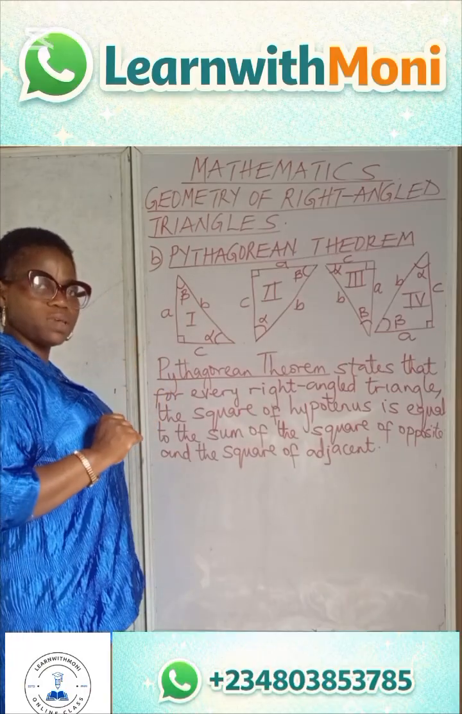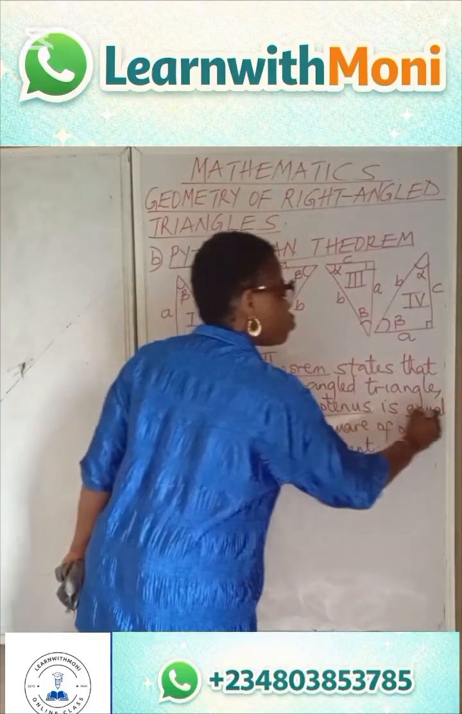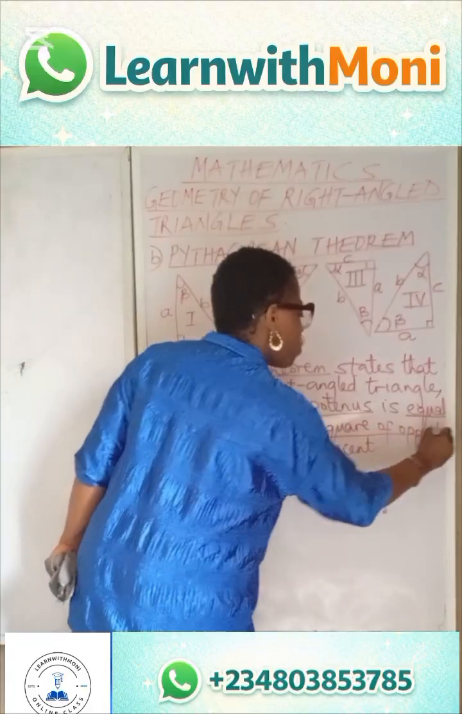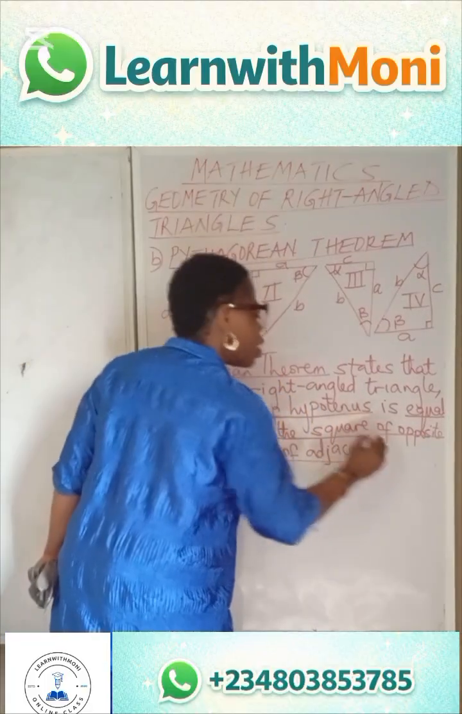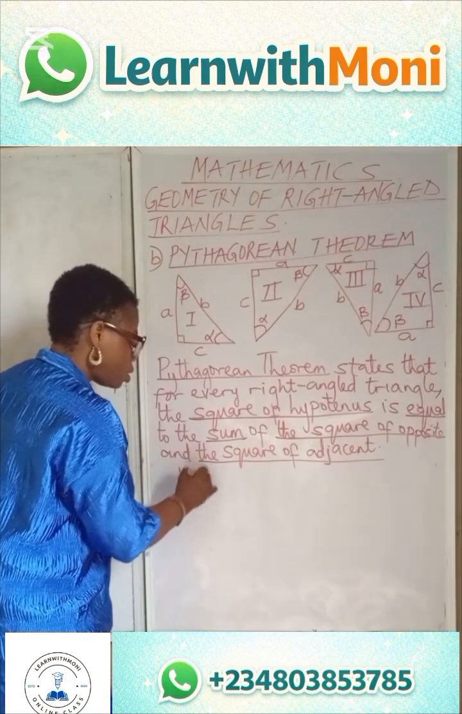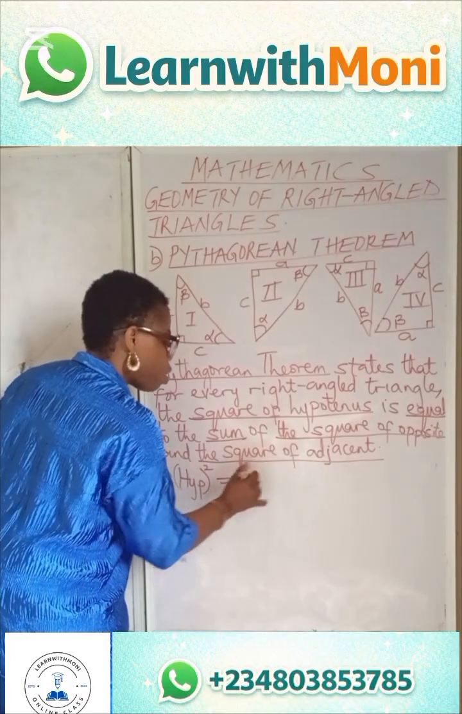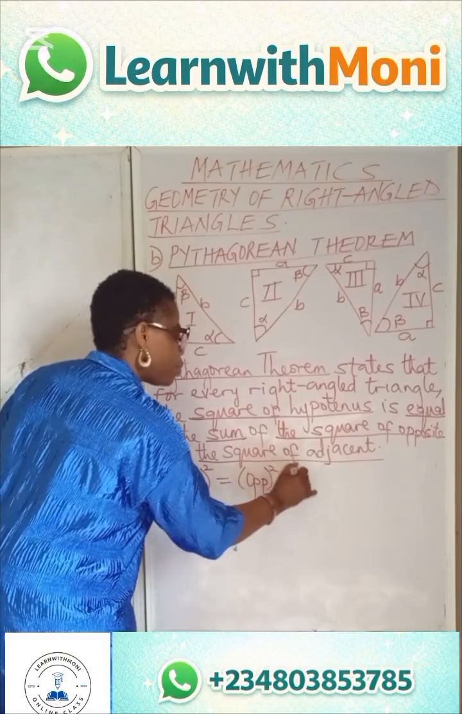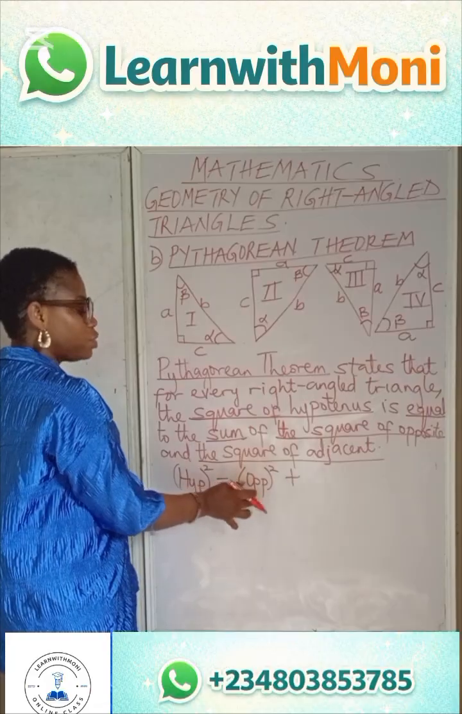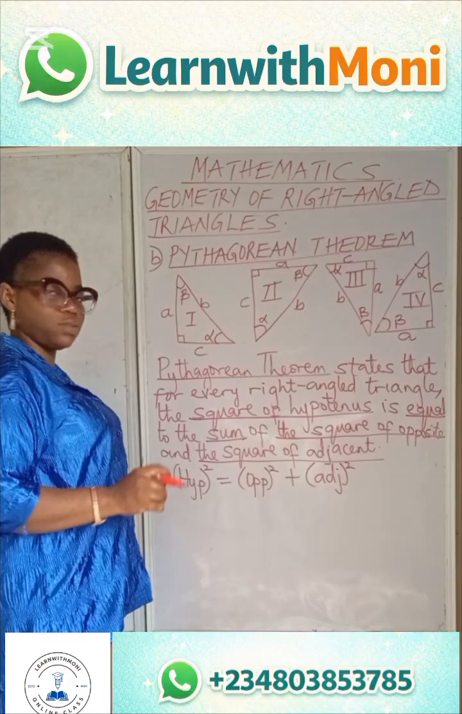Let's pick out the key points in that statement. Square of hypotenuse equals the sum of the square of opposite and the square of adjacent. So let's interpret that. The hypotenuse squared equals the sum of the opposite squared and the adjacent squared. And this is what Pythagoras theorem says.